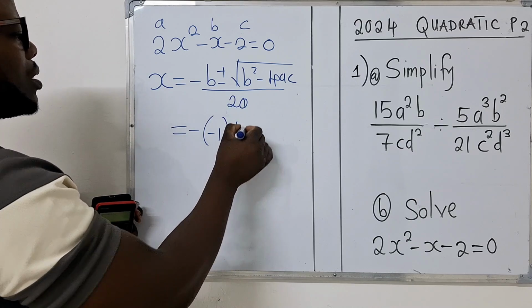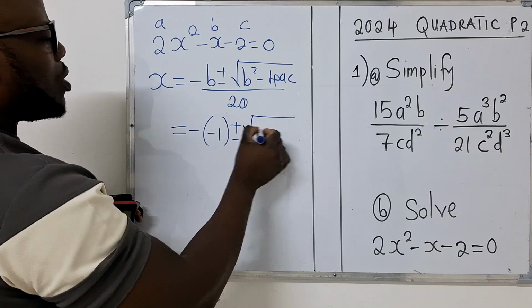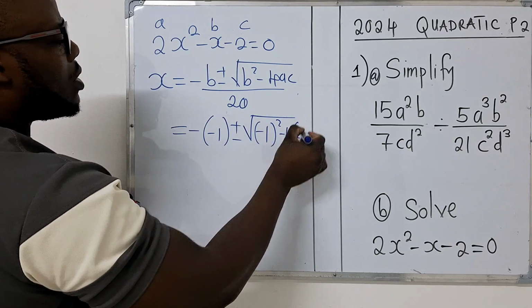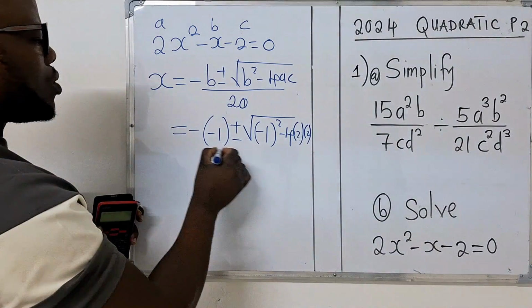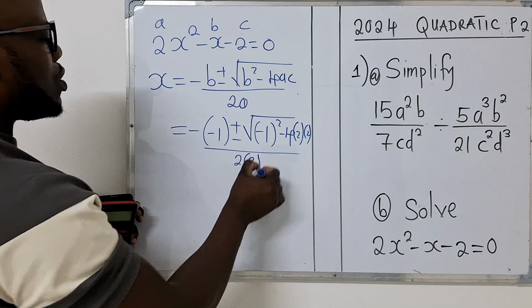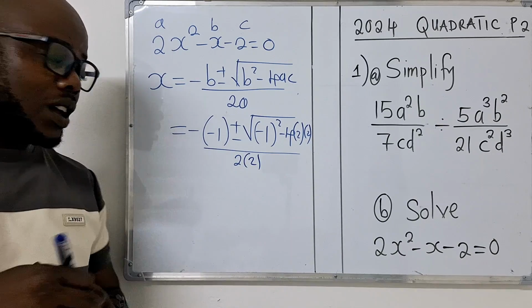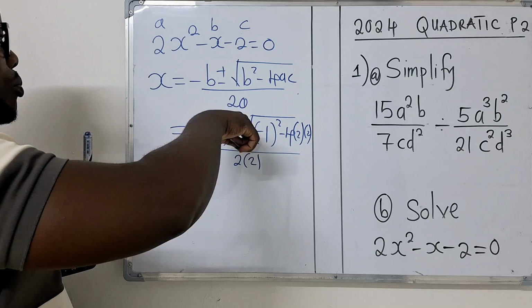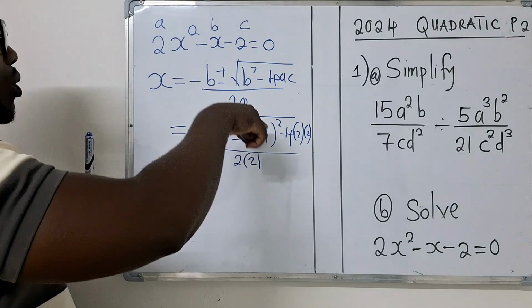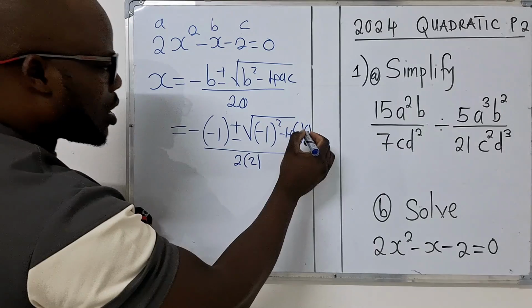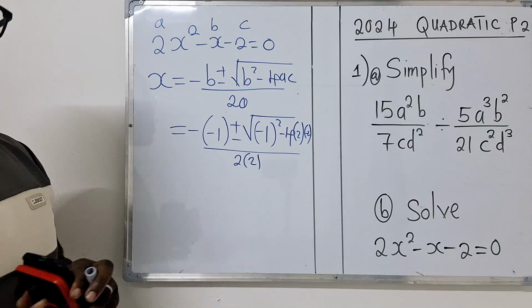Plus or minus the square root of -1, that's our B, squared minus 4, A is 2 and C is -2, over 2. And then our A there is 2, just like that, okay? Are you able to see? Our A is 2, our B is -1, our C is -2. Let's not forget the negative here, -2, okay?